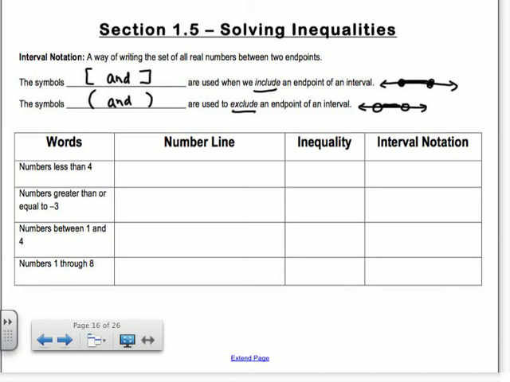Okay. So if I had my number line and I wanted numbers less than 4, let me draw my number lines on each of these. Okay, numbers less than 4, you put 4 anywhere on your number line. You want everything less than it. Would that include 4? No. So you're going to do an open circle, and you're going to have everything on the left of 4.